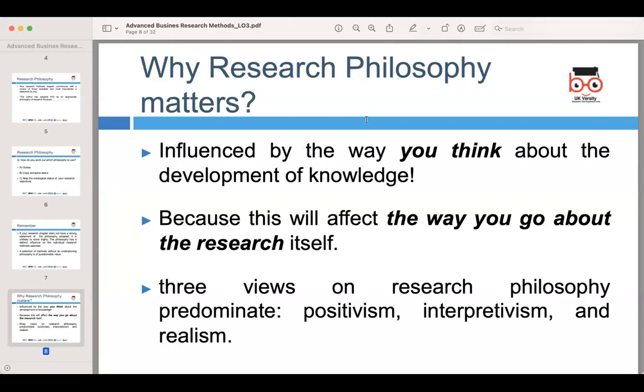Why does research philosophy matter? Can anyone tell me? Hello? Okay. It is influenced by the way you think about the development of knowledge, because this will affect the way you go about the research itself. The three views on research philosophy that predominate are positivism, interpretivism, and realism.